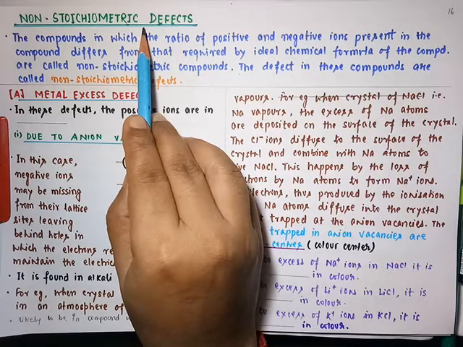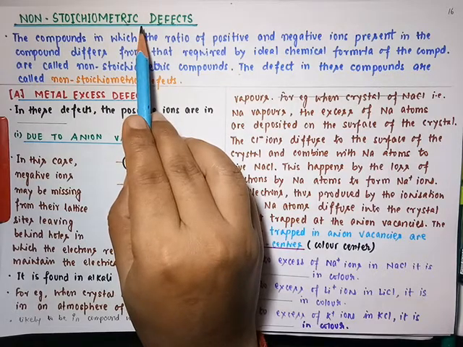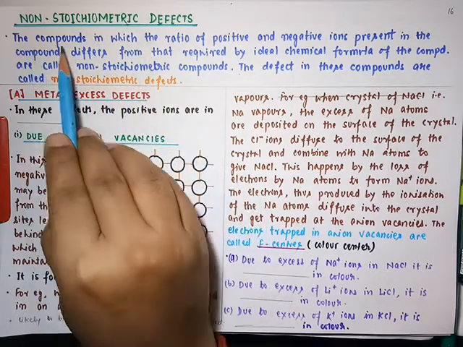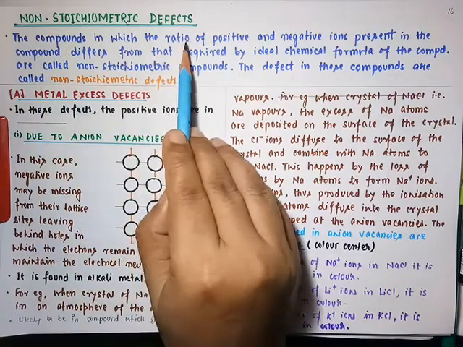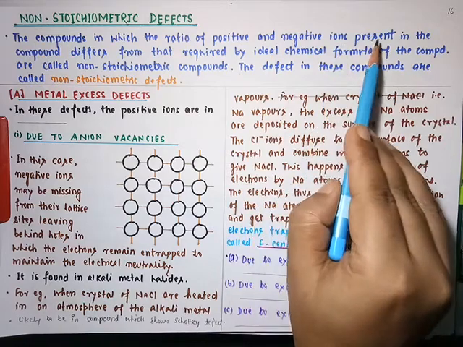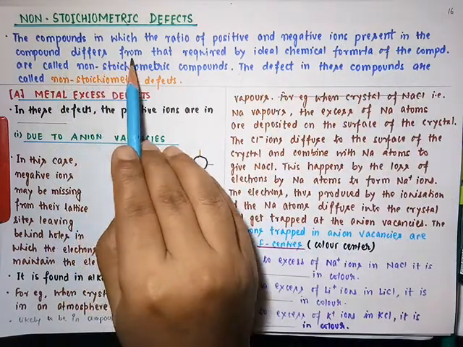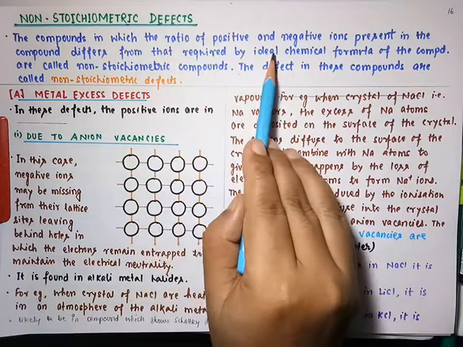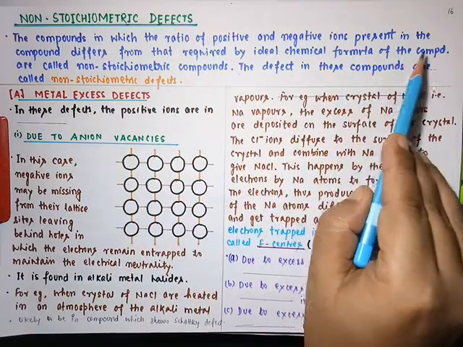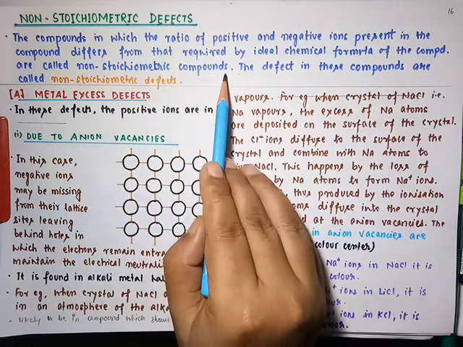There will be a change in the number of cations or anions that should be present in the formula. The compounds in which the ratio of positive and negative ions present in the compound differs from that required by the ideal chemical formula of the compound are called non-stoichiometric compounds.